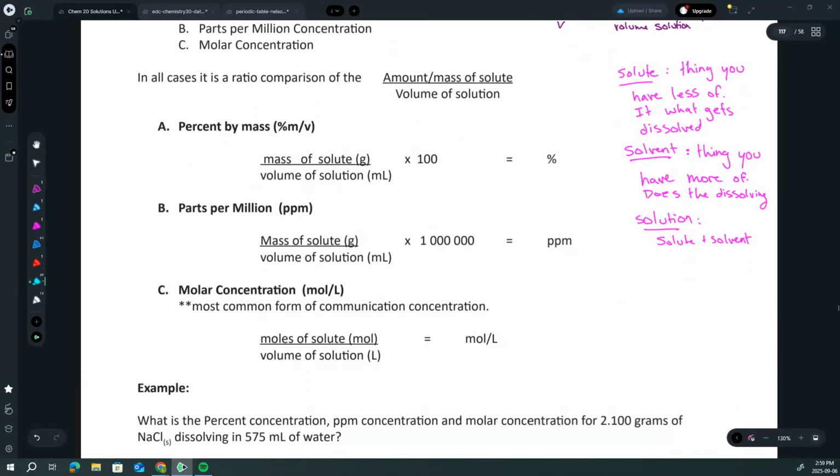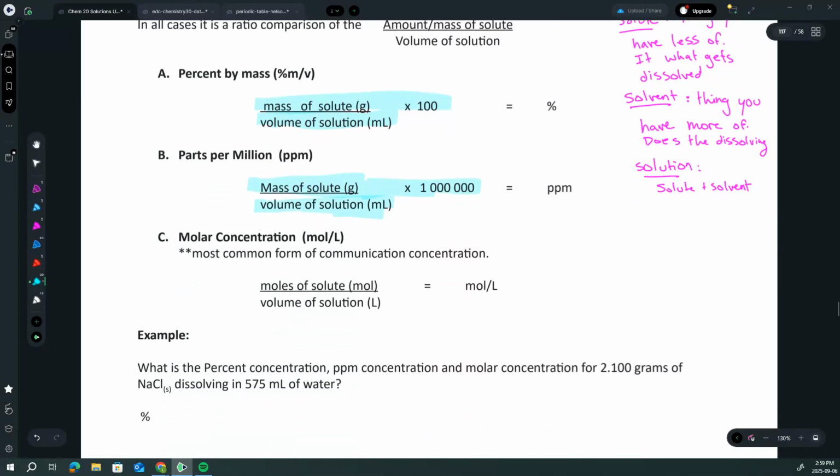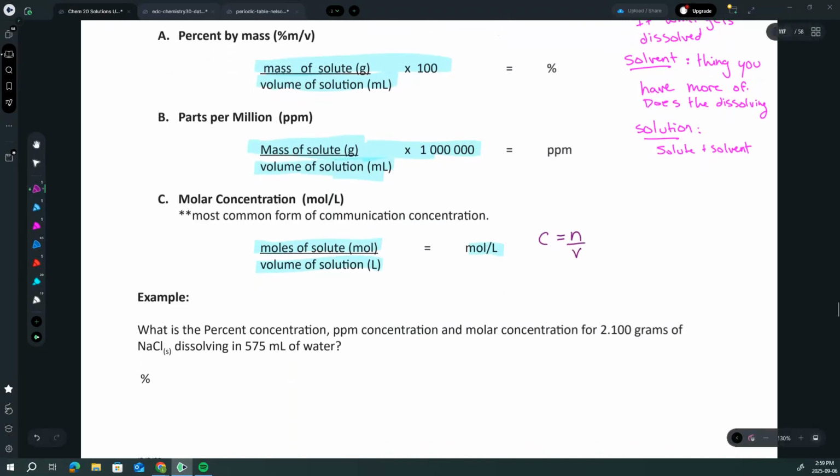So all of these equations are pretty important, especially percent by mass, parts per million, and molar concentration, which we've gone over. So molar concentration, this is the formula that is concentration is equal to moles divided by volume. Okay.